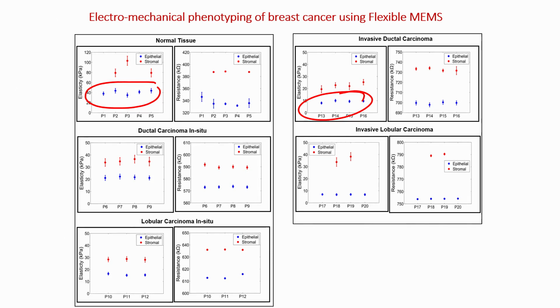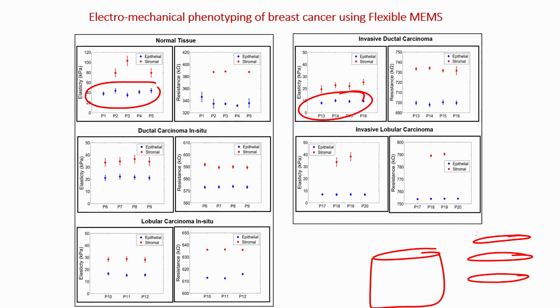Now, how come the elasticity of a cancerous tissue is less compared to normal tissue? Because we have cut the tissue from the biopsy into thin slices. This slice thickness is close to 10 micrometer. So, what we think is that when you decrease the size, the elasticity does not behave similarly to when you have a whole tissue.